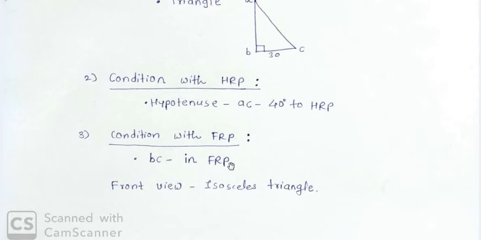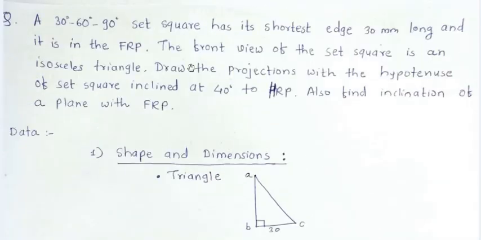That is, the edge view we have to keep in FRP. That we'll see at the solution stage, but keep it in mind. And the second condition with respect to FRP is that the plane is kept in FRP. So the inclination would be given with respect to FRP in the changed position, and after that inclination, the front view will be changing.